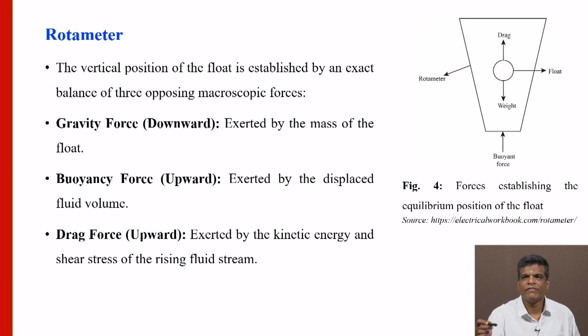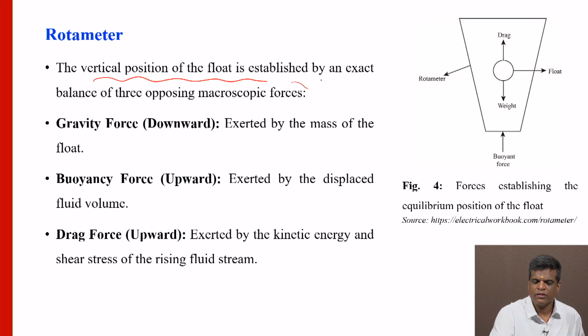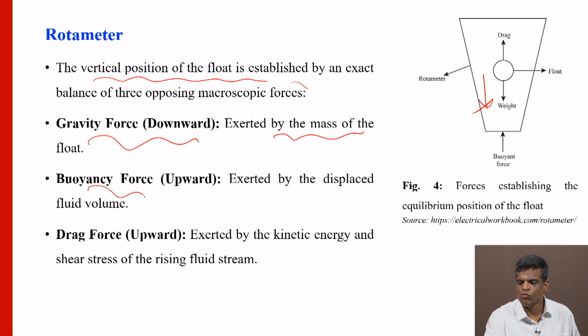So these are three different types of forces here. The vertical position of the float is established by three forces. One is the gravity force. The gravity force always acts downward, that's called a downward force, the force due to the mass of the float. Then another is the buoyancy force. That always acts upward, so it is an upward force due to the displaced fluid volume.